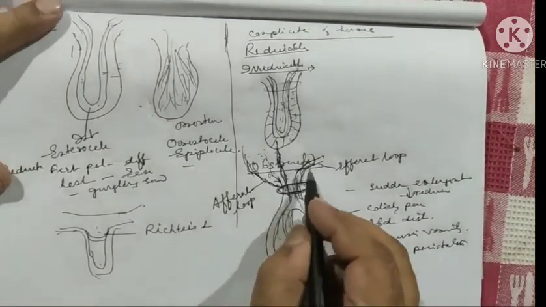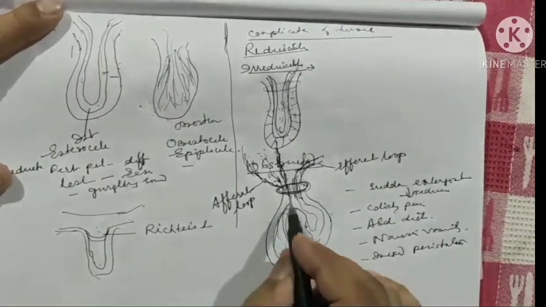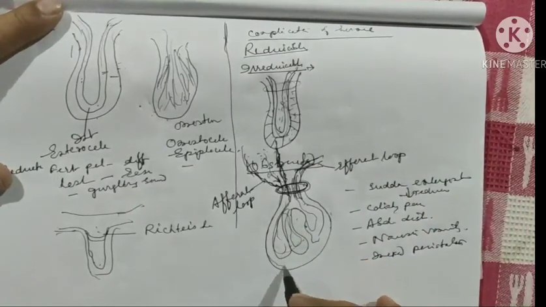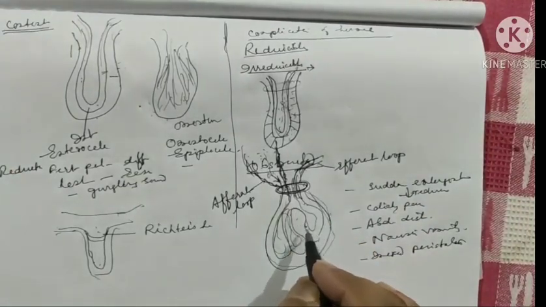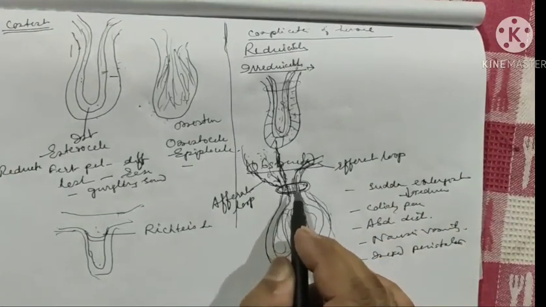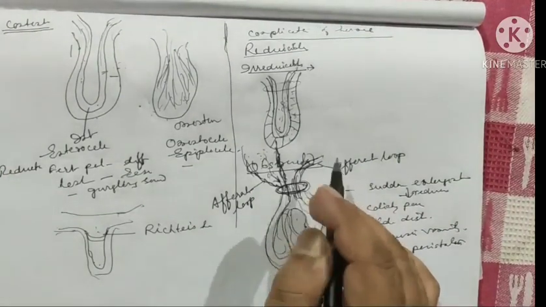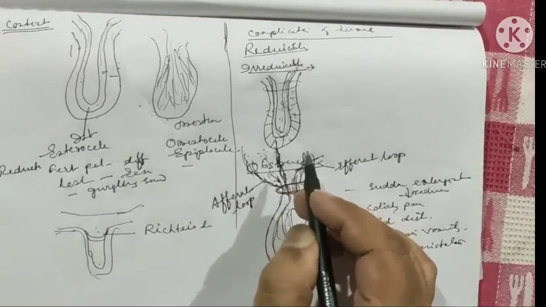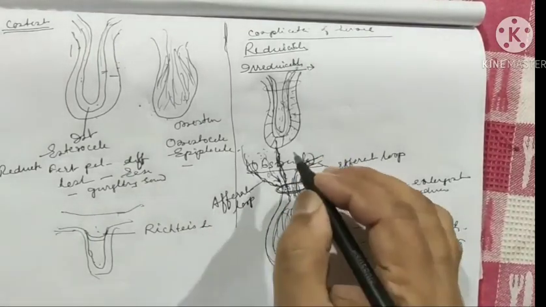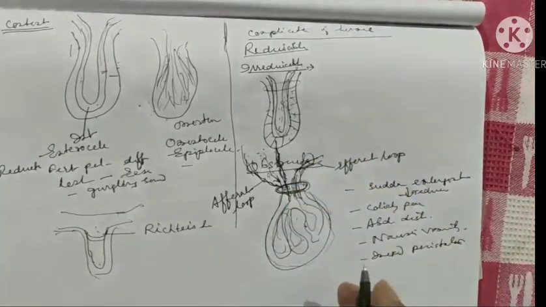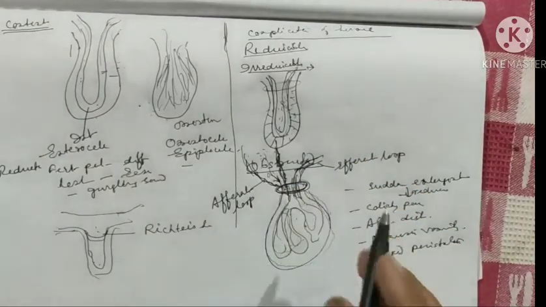So this is obstructed hernia. You can see there will be sudden enlargement of the sac or hernia, and that will be unable to reduce. The patient will have pain, and there will be gradual distension of the abdomen, and this is known as the obstructed hernia.